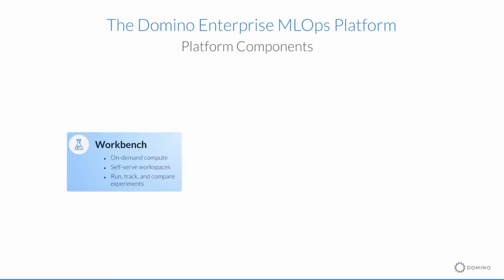The first one is the workbench. It's basically a notebook-based environment where data scientists go to do their research and development and experimentation. It's a durable workspace that gives data scientists self-service access to all the tools and infrastructure they need to run, track, and compare experiments. So we're talking about specific IDEs, specific environments with packages and libraries that you need, as well as the infrastructure you're going to need to run your experiments inside of a workbench. Then from there, we're going to go into Launchpad.